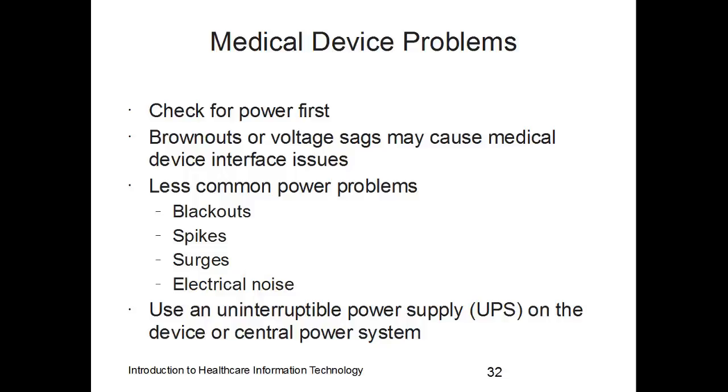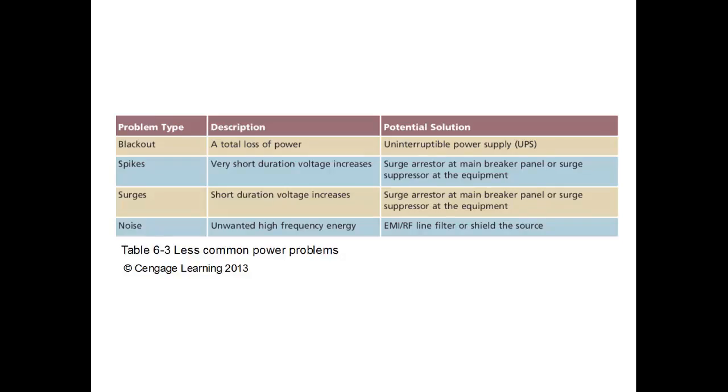Some less common power problems with medical devices: blackouts, spikes, surges, or electrical noise. So it is advised that you use a UPS, uninterruptible power supply, on the device or on a central power system. On this table we have a description of some of the less common power problems: the problem type, and how you may potentially solve that problem. For example, a blackout is a total loss of power, and the way you may get around that problem would be using a UPS.